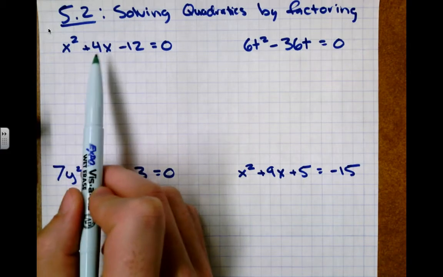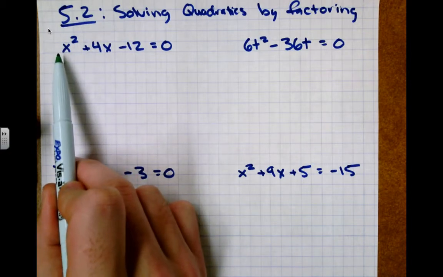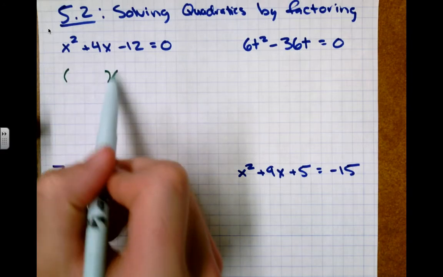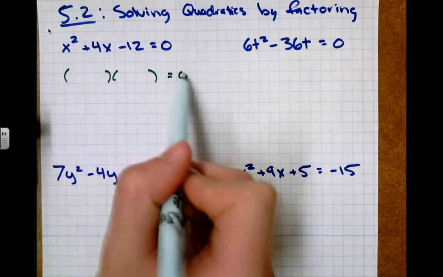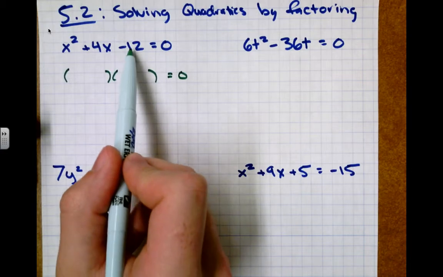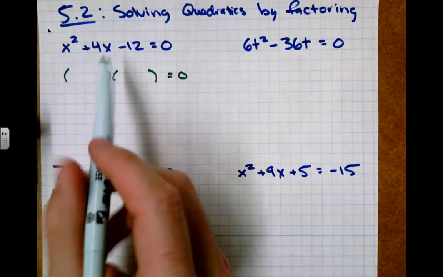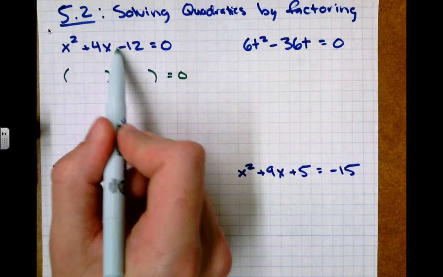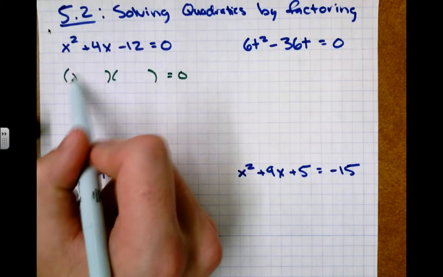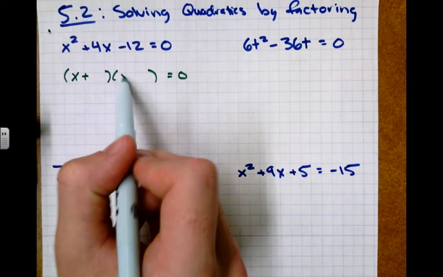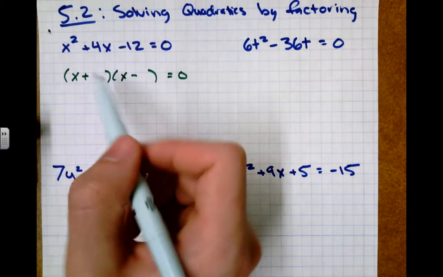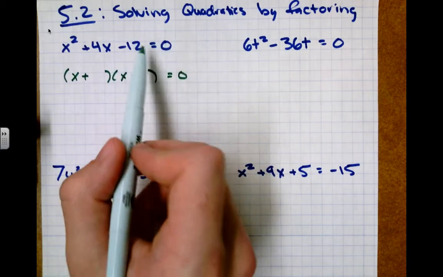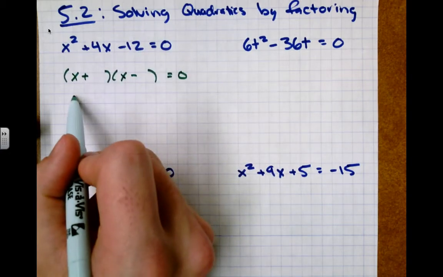So I'm going to move on to my next piece, and I notice that I have a trinomial with a equal to 1. So I'm going to go through my process for factoring that, finding two numbers that multiply to -12 and add to 4. From looking at this, I should know I have a negative at the end. I should end up having x plus some factor and then x minus another factor.